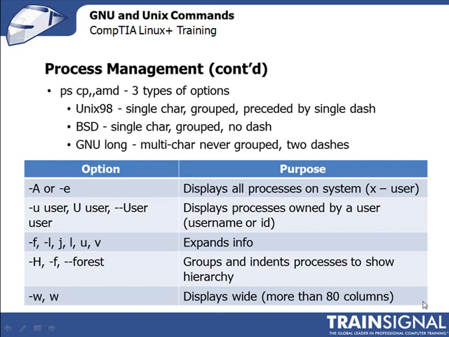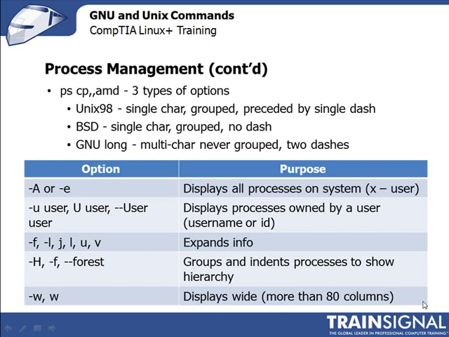So the first option, as you can tell by the single preceding dash, is a Unix 98 type option, and that's a capital A or lowercase e, and this has to display all processes on a system. The X option can be used to display processes owned by the user who gives the command, and X can also increase the amount of information that's displayed about each process. -U space user or capital U space user or ~user space user displays processes owned by a user.